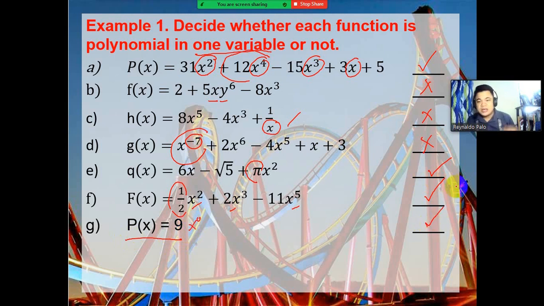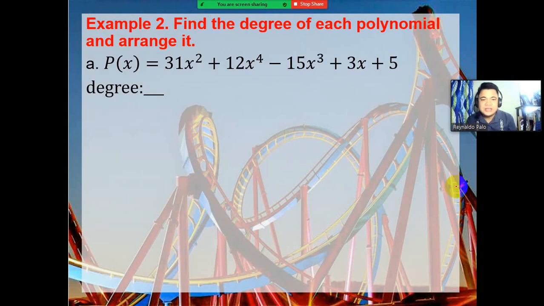So among all the letters or examples, 3 of them are not polynomial functions because they are not able to satisfy the different conditions of becoming a polynomial function. So you have to take note of those things. Okay, thank you. Next, find the degree of each polynomial and arrange it. When you are arranging, you have to arrange from the highest degree up to the lowest degree. Again, from the highest degree up to the lowest degree.